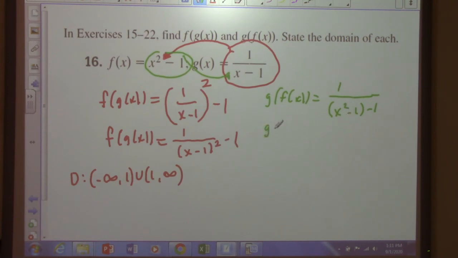So now, if we simplify this, what are we going to get? 1 divided by x squared minus 2. Okay, who was my worker on that one? Okay, oh, yeah, that's going to be it. Now, what is our domain of this function here?